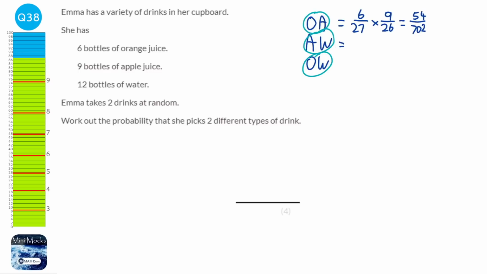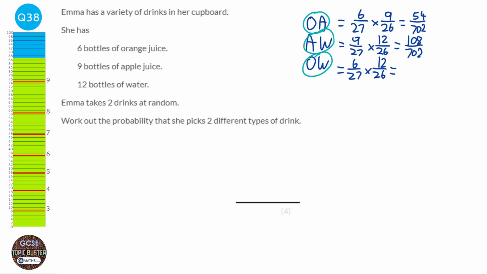Apple juice then water would be 9 over 27, and then 12 over 26, and so that would be 108 over 702. And then orange juice then water will be 6 over 27 and 12 over 26, and that would be 72 over 702.